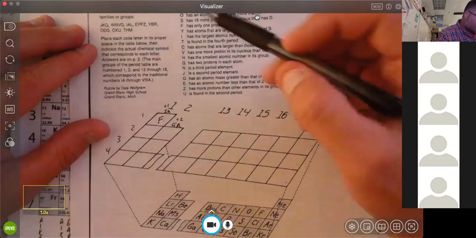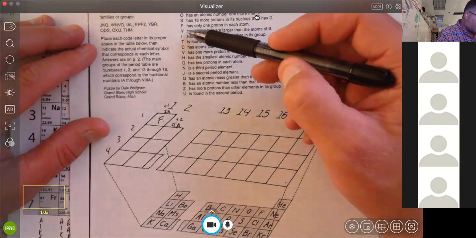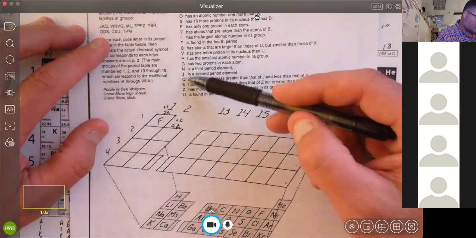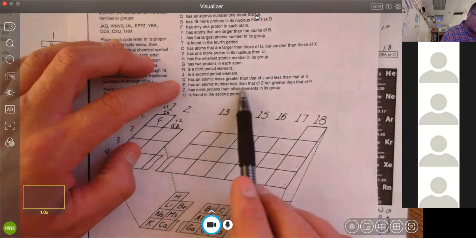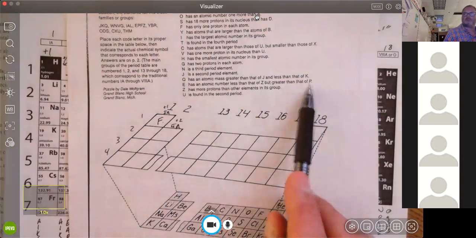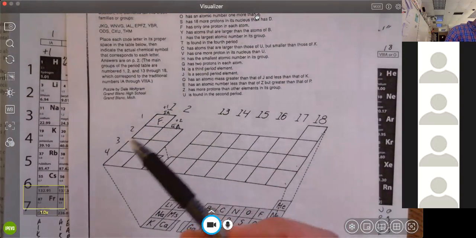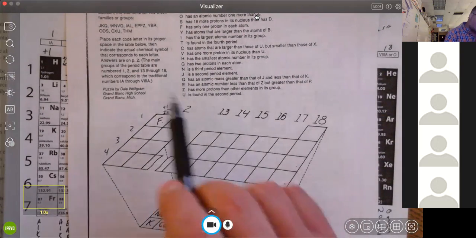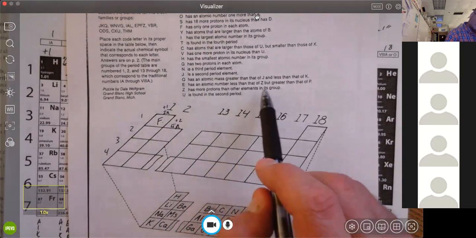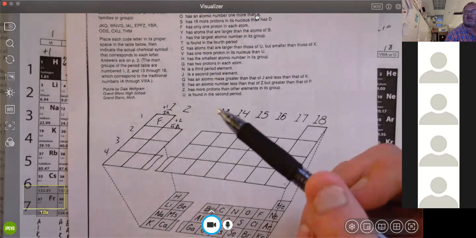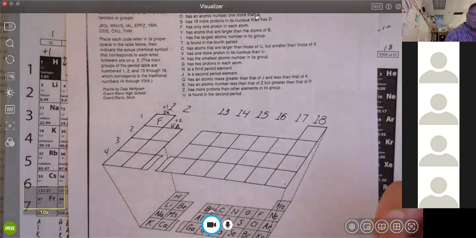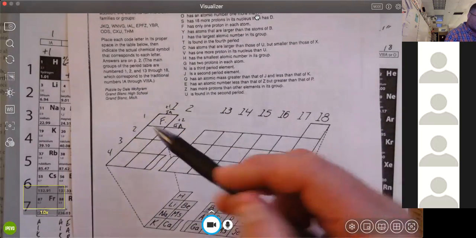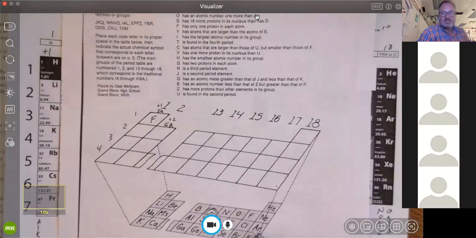So now, all we got to do is figure out Z, P, or E. But here, E has an atomic number less than that of Z, but greater than that of P. So that means that we should be able to figure out where E goes here. 1, 2, 3. And if we find out where E goes, since E has an atomic number less than Z but greater than P, we would be able to find out P and Z based on where we put E. It's only one place for each code letter to go. And this is very similar to the way the quiz on Friday is.